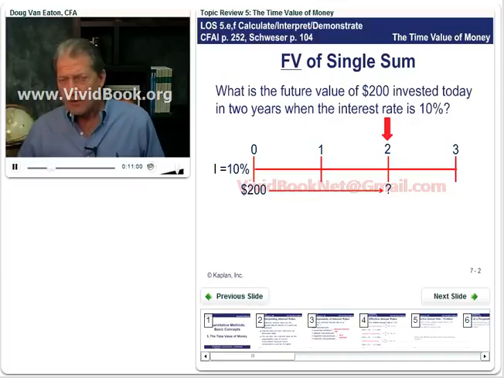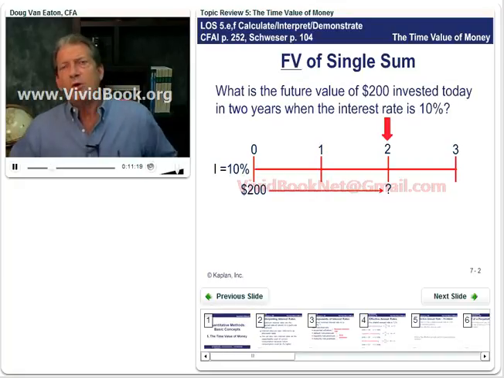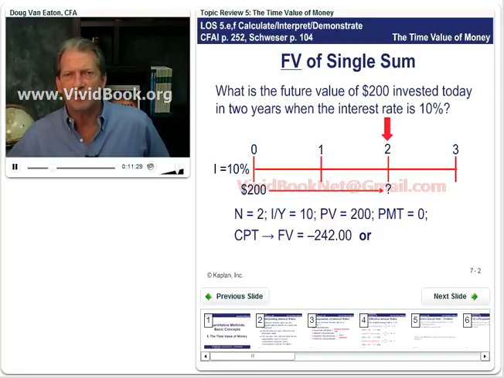Now, the future value of a single sum, well, we're just going to take that compound interest as we looked at in the effective annual return or effective annual yield, and we're going to apply that to more than $1. We're going to apply it to $200 in this case. So we're going to take $200, we're going to invest it, the interest rate is 10%, just take that as the effective annual rate, and what are we going to have 2 years from now?